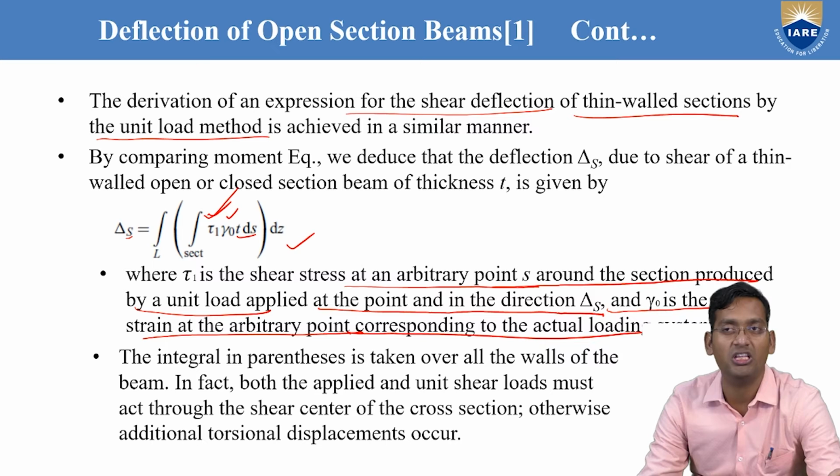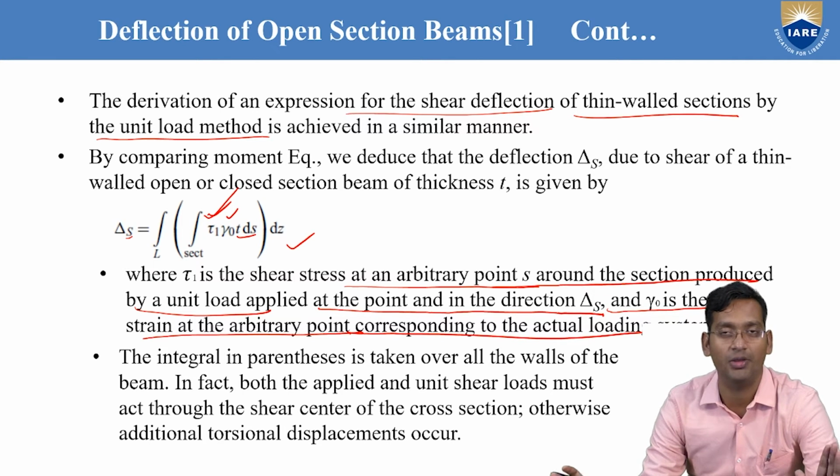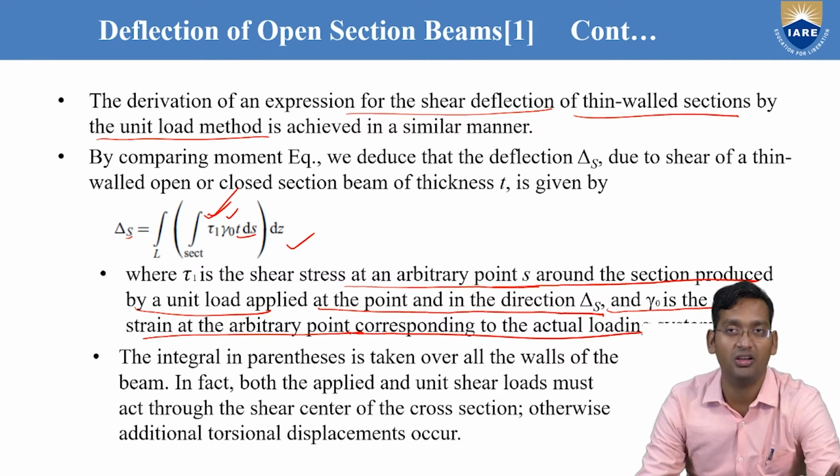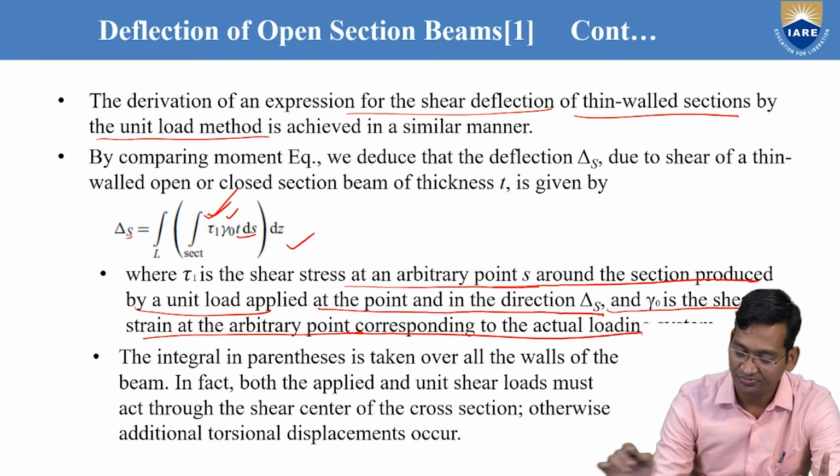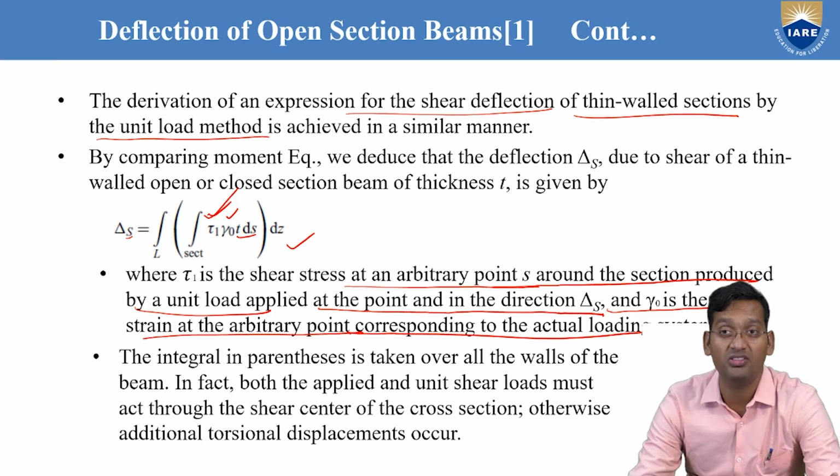Whatever has the subscript naught is for the actual. If gamma naught is there, it means strain because of the actual loading. And if 1 is there, so tau 1 is the shear stress because of the unit load. The integral in parenthesis is taken over all the walls of the beam.